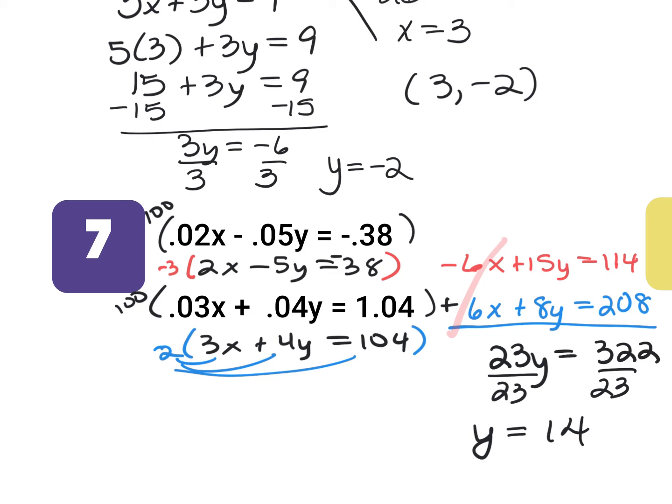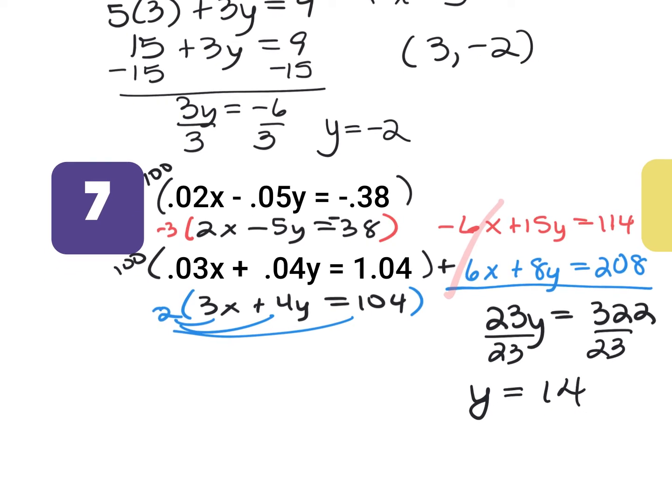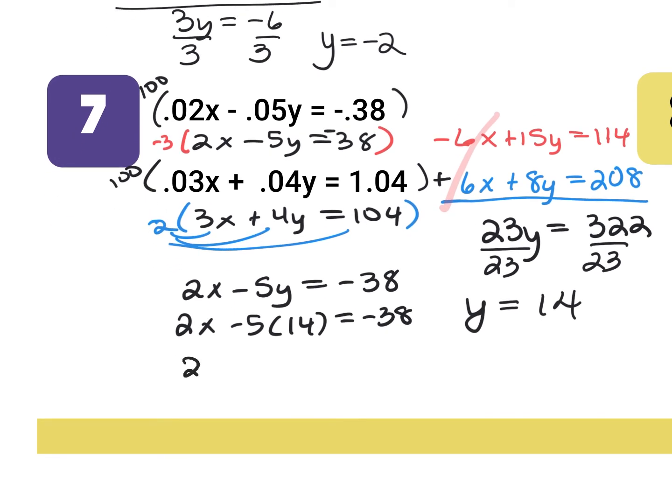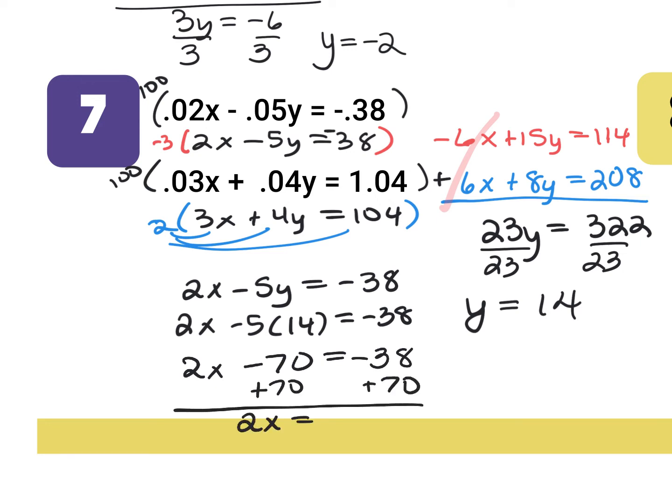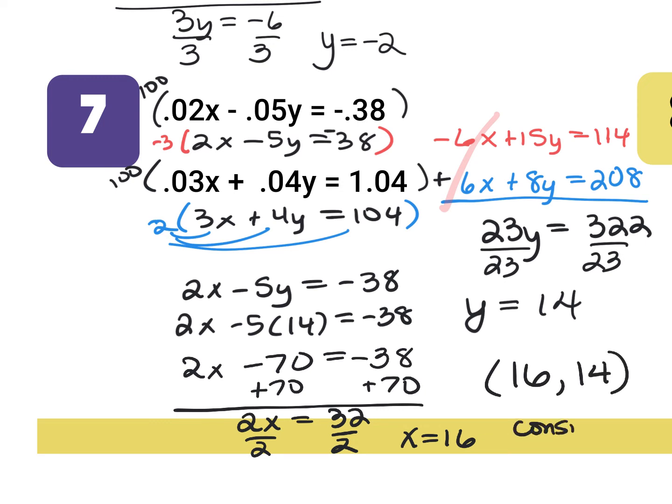I now need to plug it back in. You can plug it back into the original decimal ones, but in this particular case, I'm going to go ahead and plug it into the first one where I moved the decimal point. It'll be a little bit easier to work with. So once I plug in y and I multiply it by 5, I get 2x minus 70 equals negative 38. Add the 70. 2x equals negative 38 plus 70 is 32. Divide by 2, and 32 divided by 2 is 16. So again, you write the x first, and then the y. And again, this is consistent.